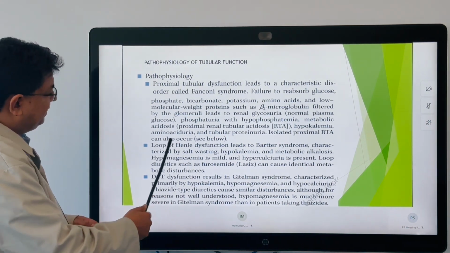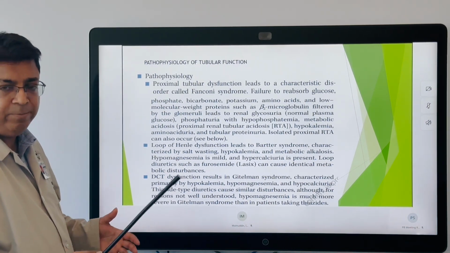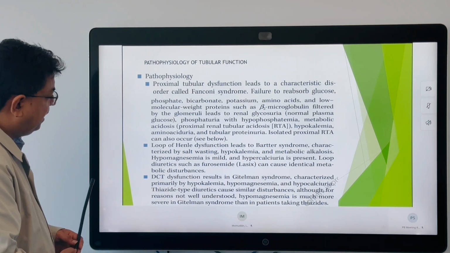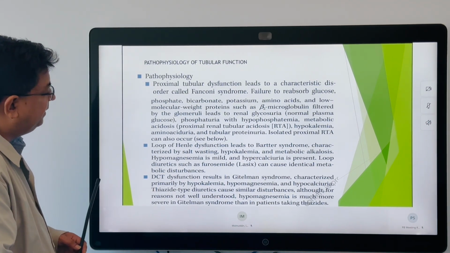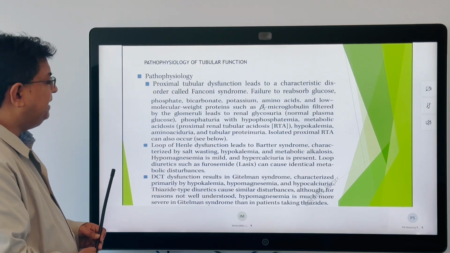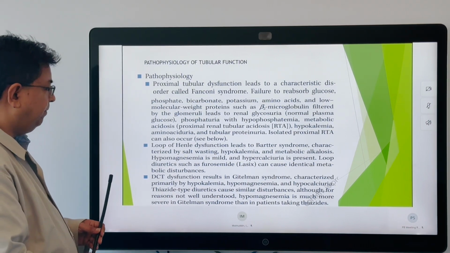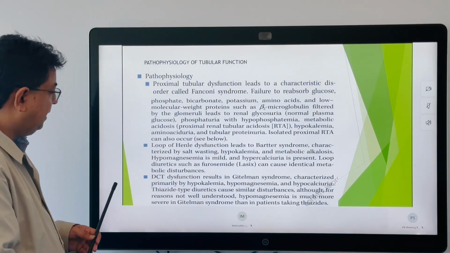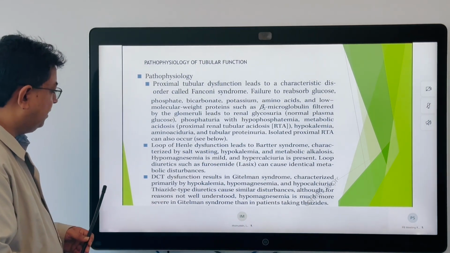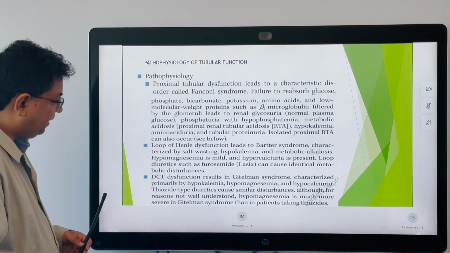Loop of Henle dysfunction leads to Bartter's syndrome. And here I think of bloop, as in blooper. Bartter's leads to a dysfunction of the NKCC2, which is acted upon by the loop diuretics. So Bartter's is loop diuretics. It's characterized by salt wasting, hypokalemia, and metabolic alkalosis. Hypomagnesemia is mild and hypercalciuria is present.